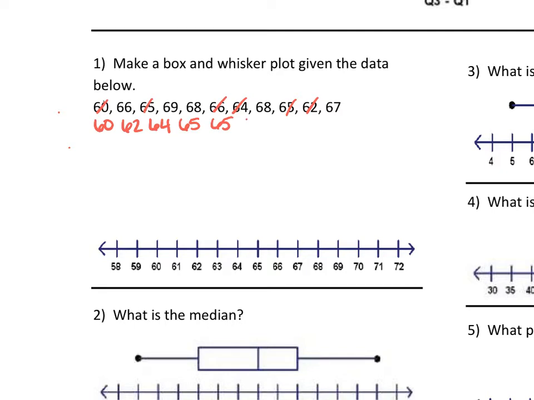And then 66, 2 of them. Okay. And then 67, 2 68s, and 69. Okay? Are y'all good with that data? Sean, you should be writing this down, buddy.